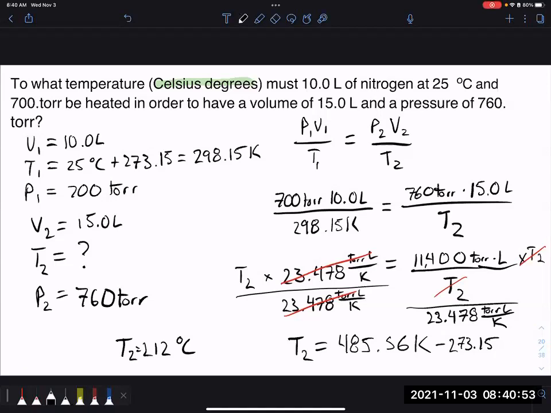I think it's the number P2, is that 760? Yeah. What are you doing back there? There's all this free real estate.